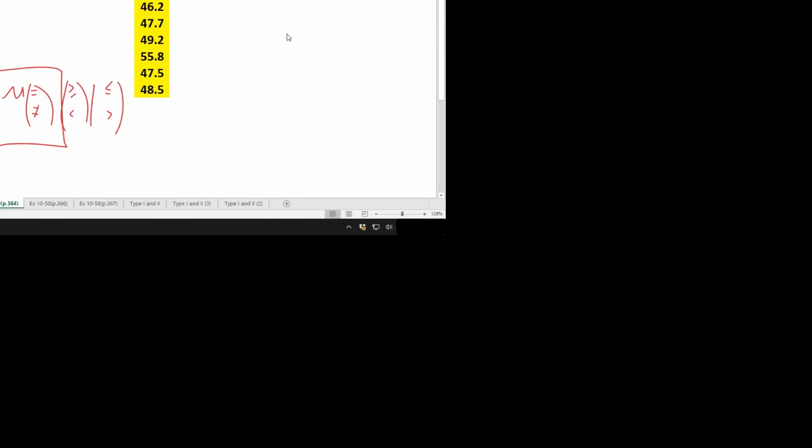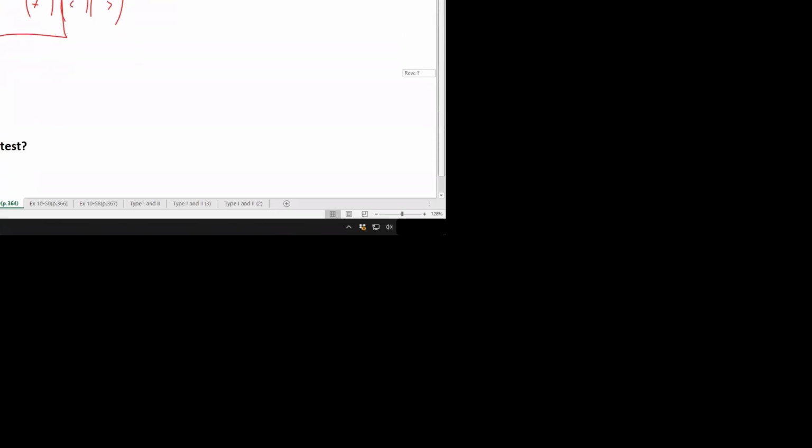What is the appropriate test distribution to conduct this test? It would be a z-test. The z-test. Why the z-test? Well, first you said it was normally distributed, which is one.